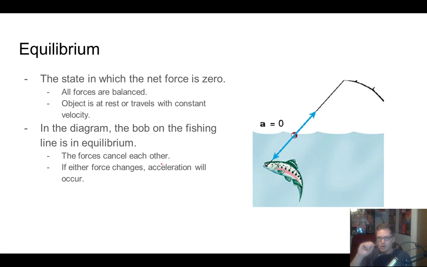All right. So if our net force equals 0, then we're in a state called equilibrium and all our forces are balanced, okay? So this car we just looked at was specifically because our net force was equal to 0, then we are at equilibrium.